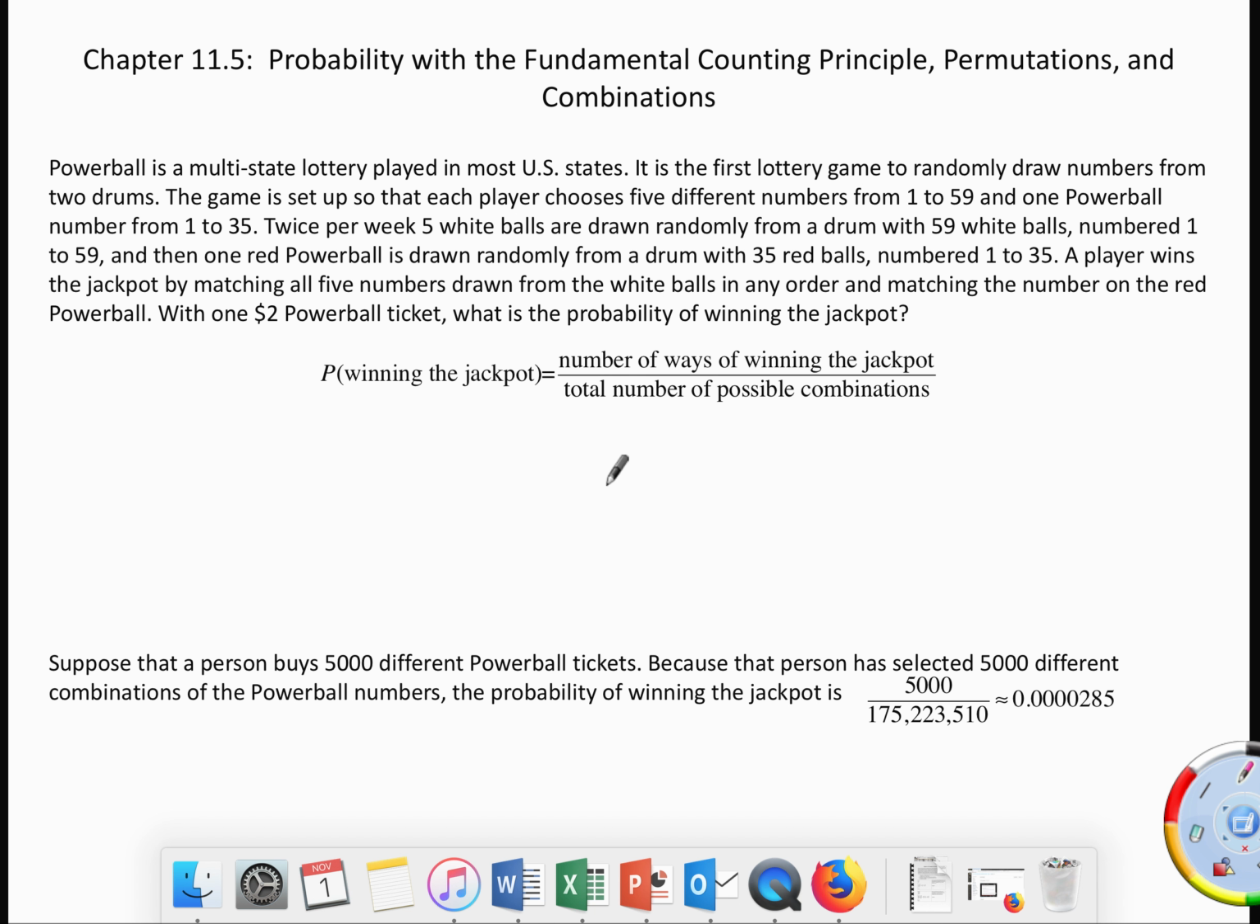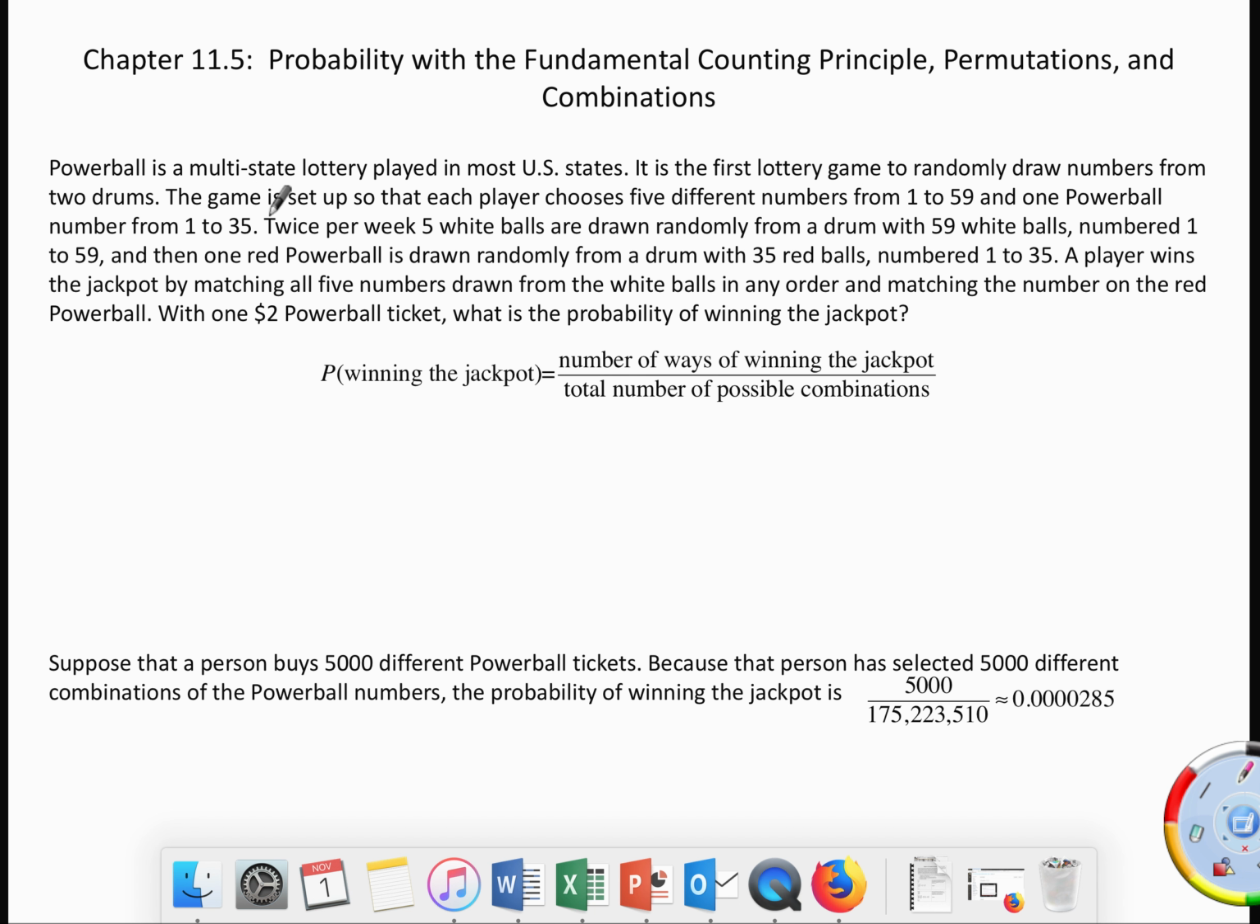Okay, this is where it really gets exciting. Chapter 11.5, Probability with the Fundamental Counting Principle, Permutations, and Combinations. In other words, we're going to put together everything we've talked about in Chapter 11 so far to help us solve some probability problems. Let's start with this one.